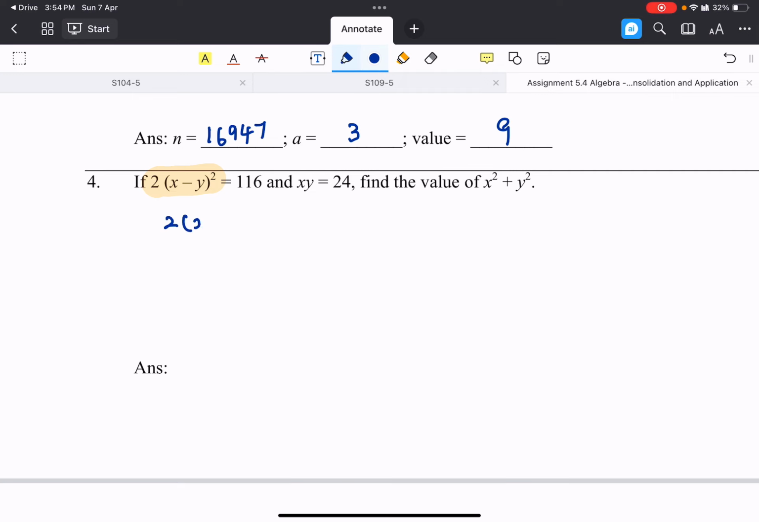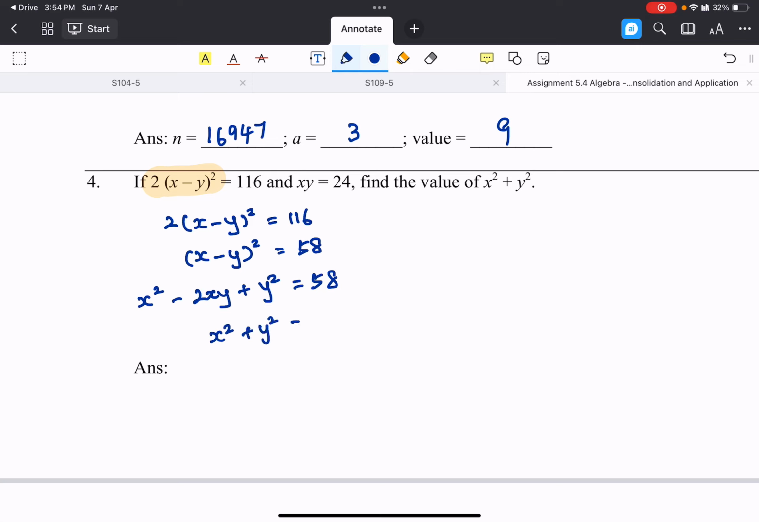So 2(x minus y) squared equals 116, right? So (x minus y) squared equals 58, which is 116 divided by 2, and we expand this to get x squared minus 2xy plus y squared equals 58, right? So my x squared plus y squared equals 58 plus 2xy. Now 58 plus 2xy, we know that xy is actually 24. Okay, so this will give me 106.